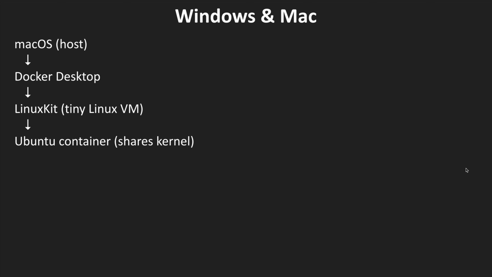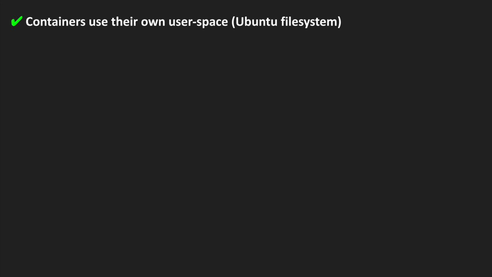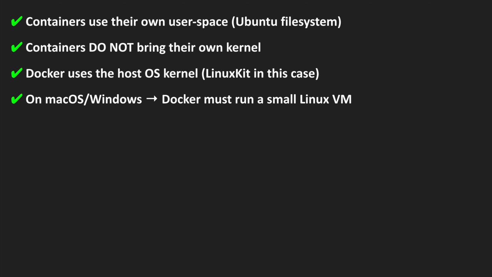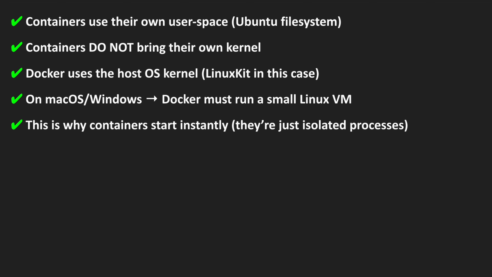To summarize, containers use their own user space, such as the Ubuntu file system. Containers do not bring their own kernel, and Docker uses the host operating system kernel, such as LinuxKit in our case. On macOS and Windows, Docker must run on a small Linux virtual machine. And this is why containers start instantly, meaning that they don't take as much time as virtual machines, because from the perspective of Linux, it's just another process.